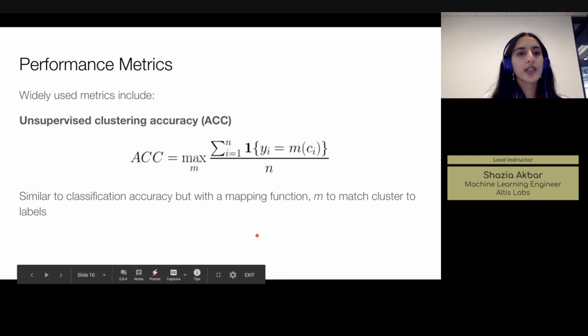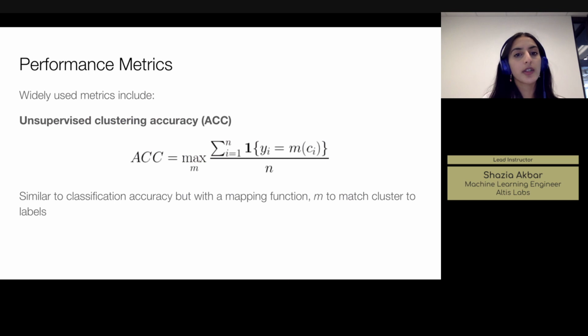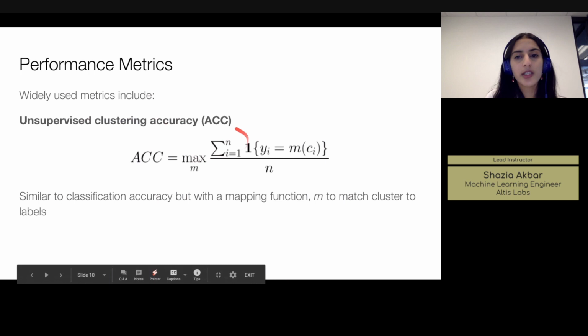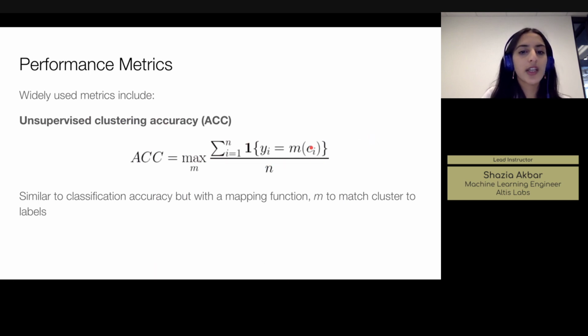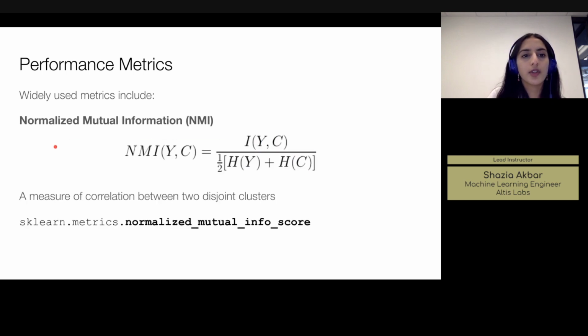We do need some way of measuring performance within our clustering algorithms, and there are some widely used metrics in this field. One is unsupervised clustering accuracy, which can be shown here, and it takes properties from a traditional classification accuracy, but has a mapping function. So we have a mapping of that cluster and then compare it to the labels. We also have normalized mutual information, which is a measure of correlation between two clusterings. Here our two are Y and C.